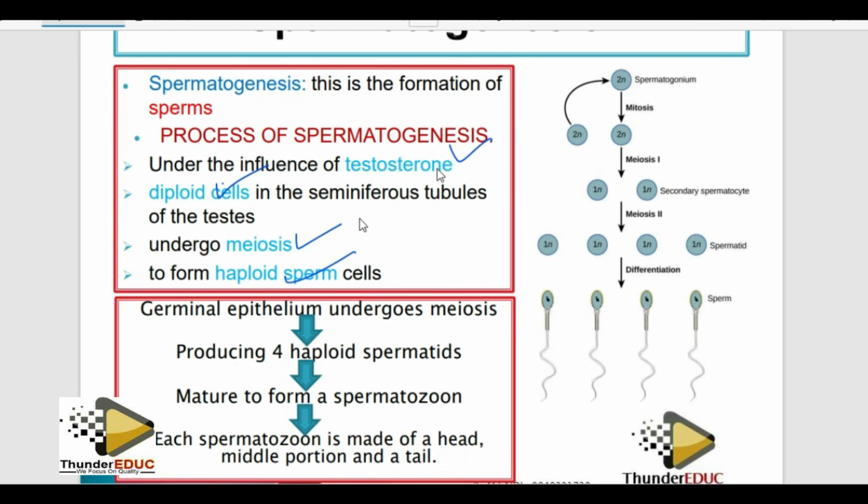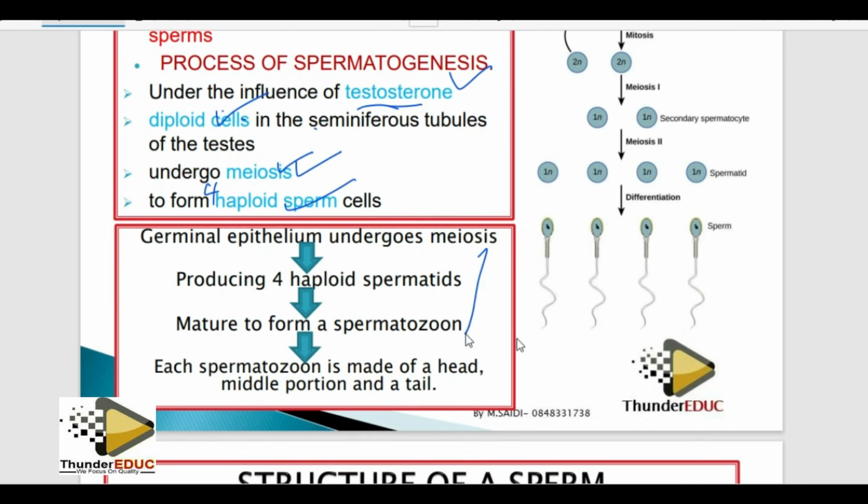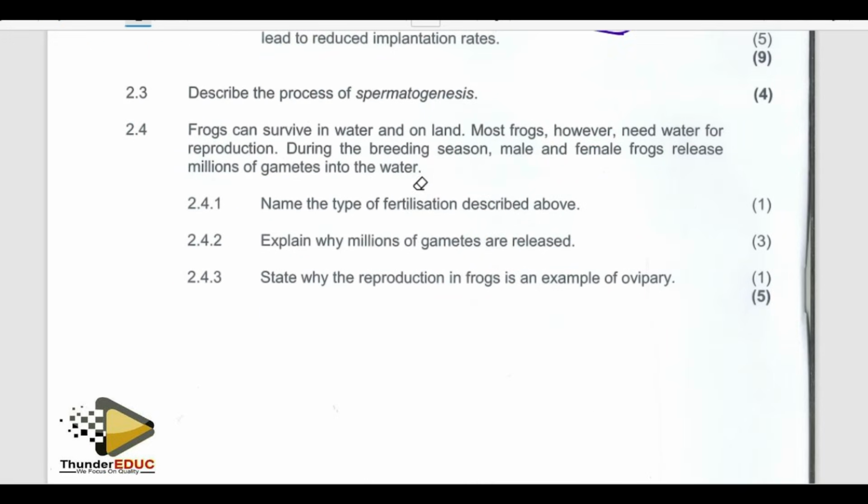I told you that different color means a marking point. Under the influence of testosterone, yes, the diploid cell, where are they found? In the seminiferous tube will undergo meiosis to form 4 haploid cells. Even if you say to form haploid sperm cells, correct. Simple. Yes, we are no longer using this method. I was showing you here so that you understand exactly the science behind, but this is what we want. Clear? Let's go to the next question.